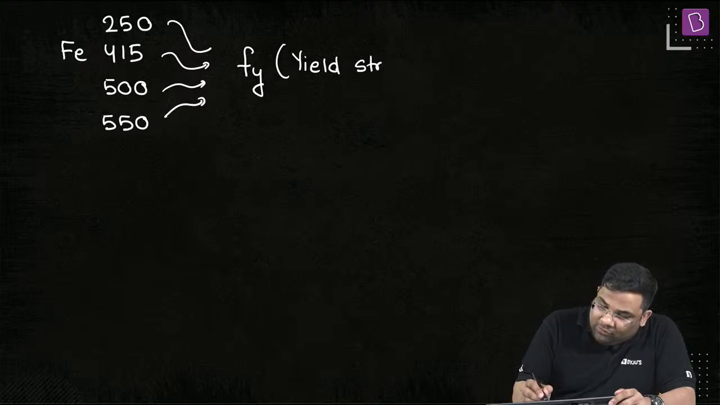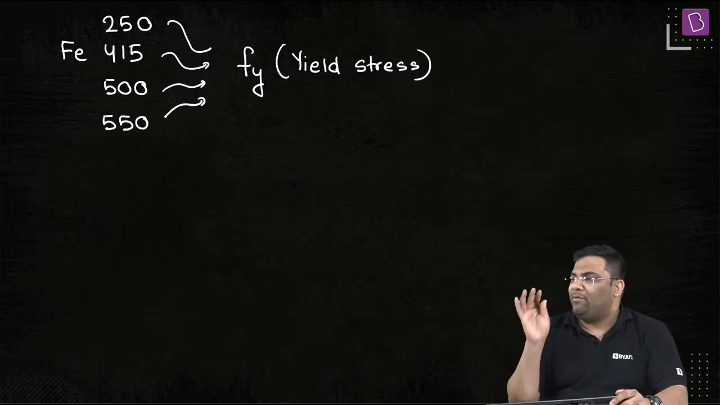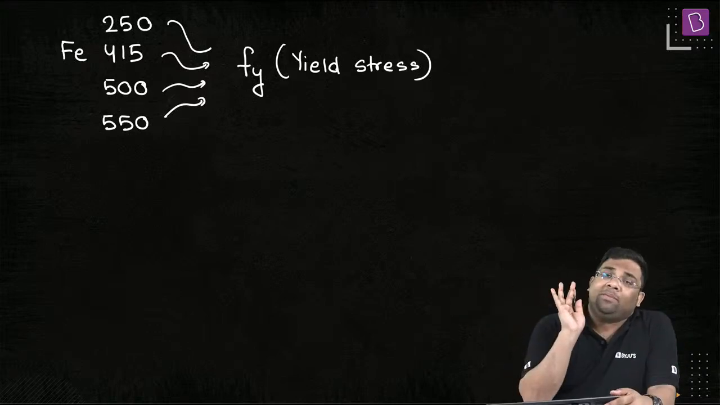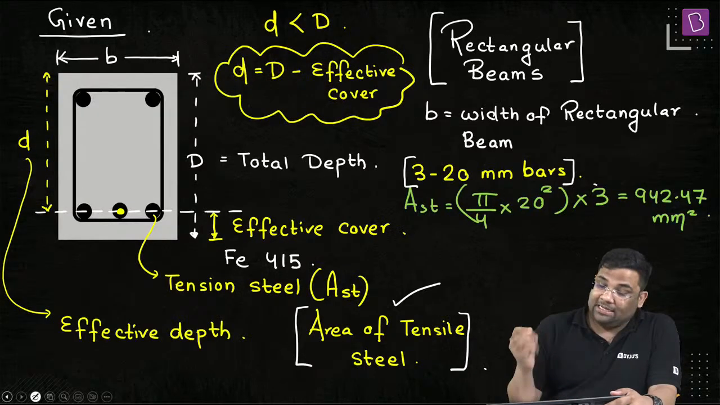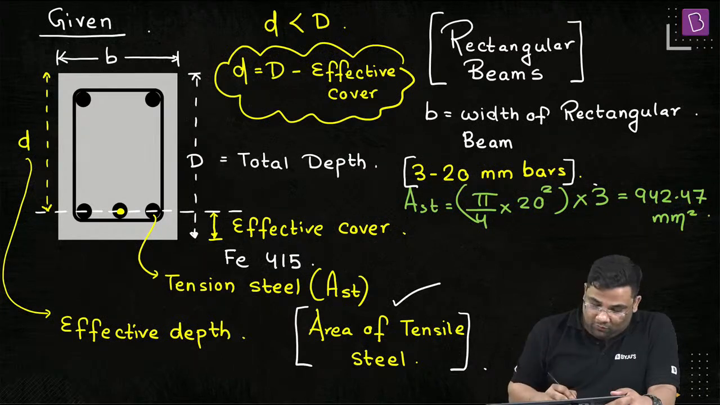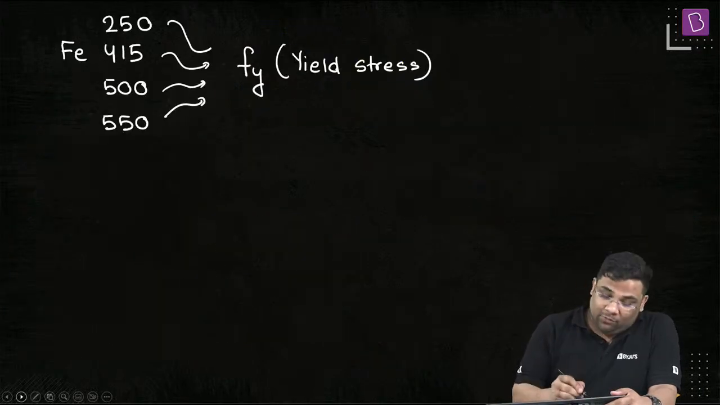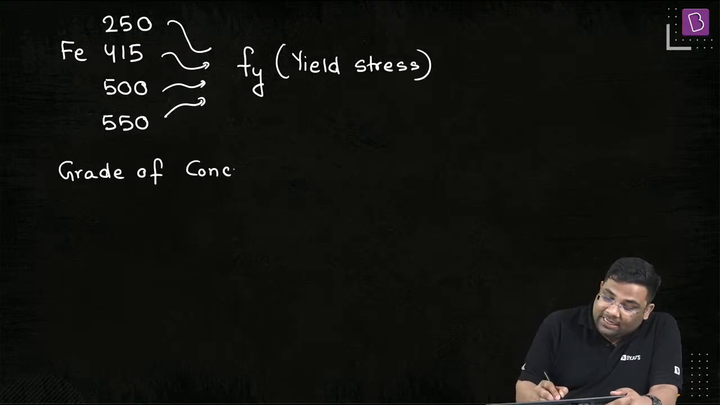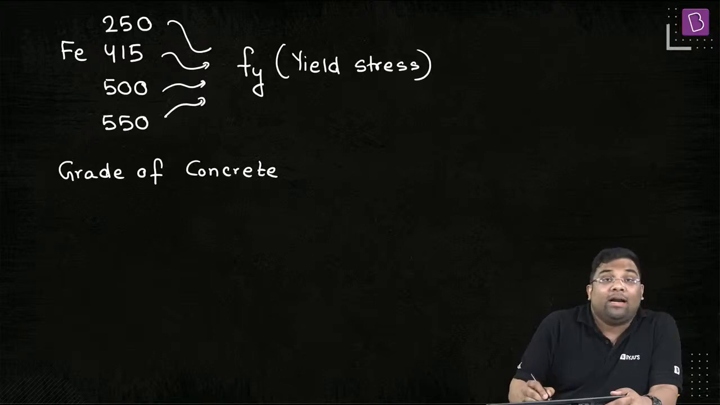And that will also be given to you in the question, right? The Fy will be given to you in the question. So they will be giving you the area of steel and the grade of steel. What else will they give you? They will give you the grade of concrete.